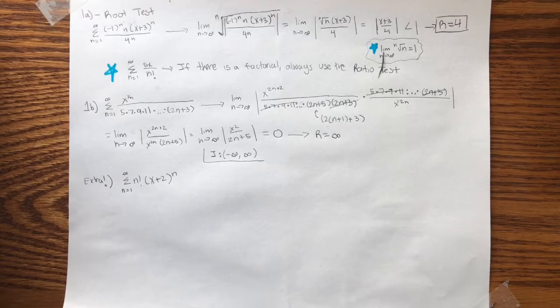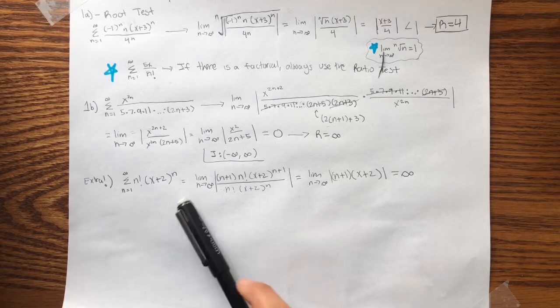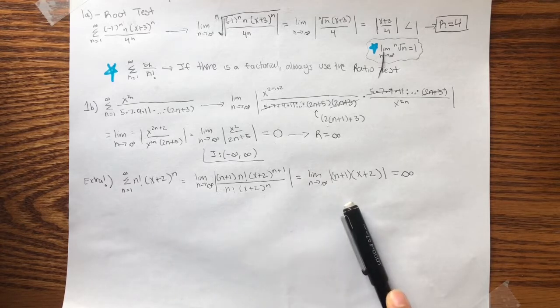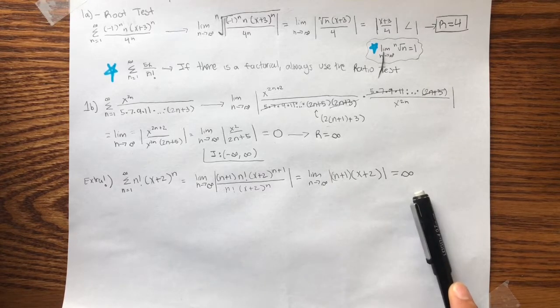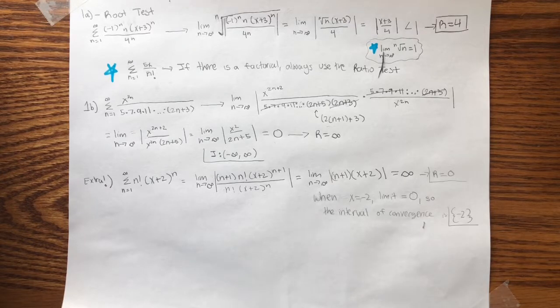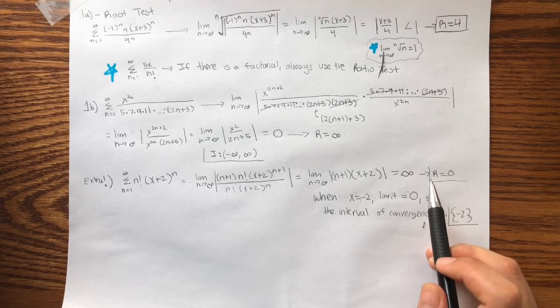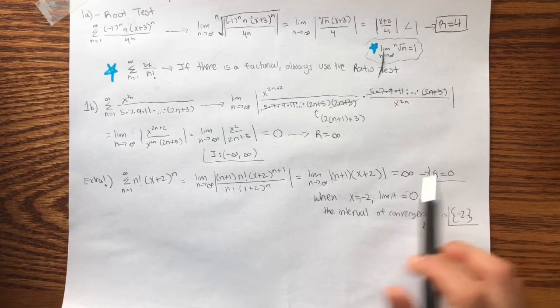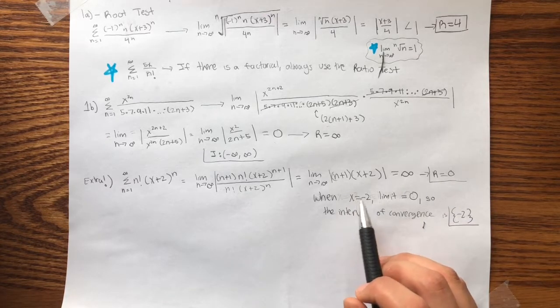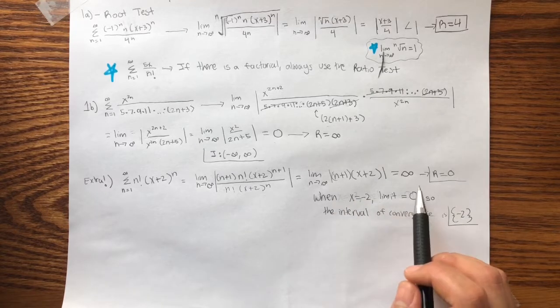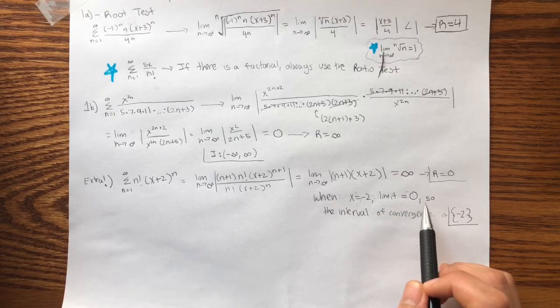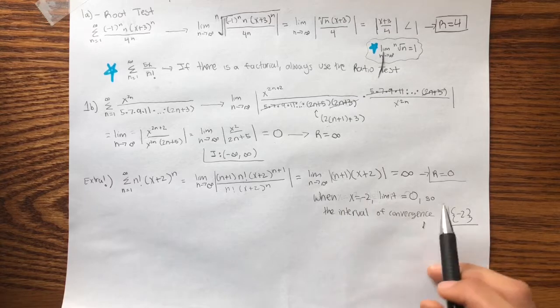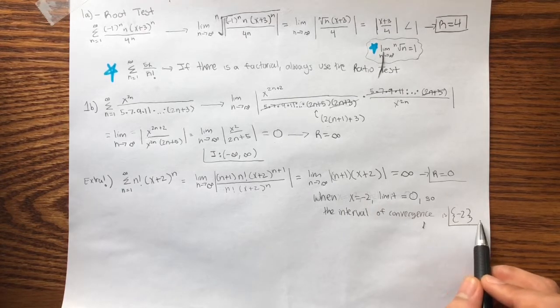Let's do one extra problem to see. Here we have this, and when we use the ratio test, we get this over here, and our limit ends up going to infinity. However, it doesn't always go to infinity. This means that our radius of convergence is 0. And when we find the interval of convergence, we can see that when x equals negative 2, the limit is actually 0. So we can write our interval of convergence as only one point, when x is negative 2, using these curly brackets.